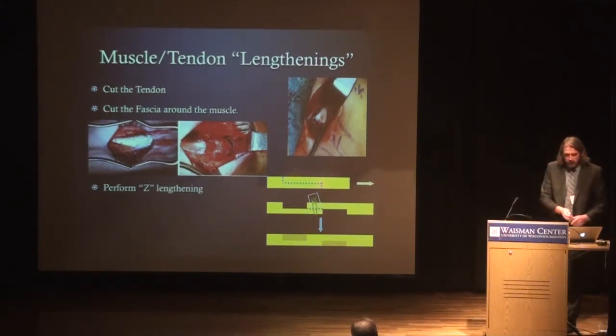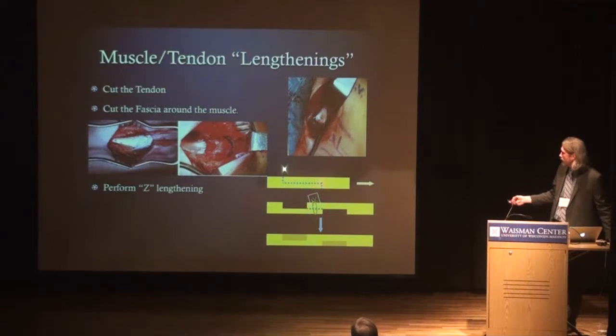Then the last is what we call a Z lengthening. And if this is the tendon, so let's say this is the tendon, we kind of make a step cut like this. We move the joint to where we want it, and then we sew that back together. And so over time, these areas kind of fill in with scar and tendon.